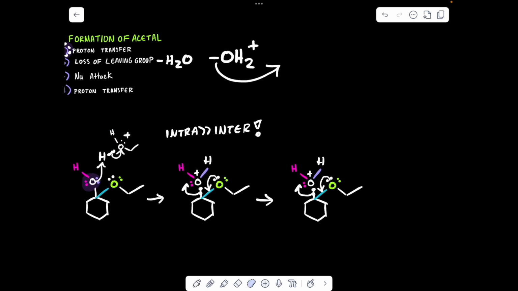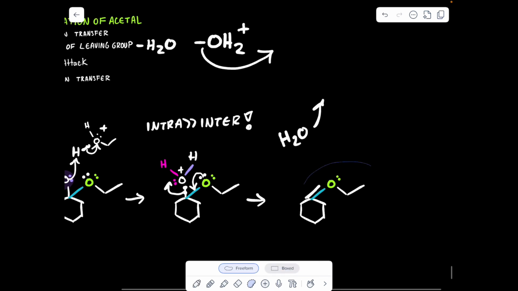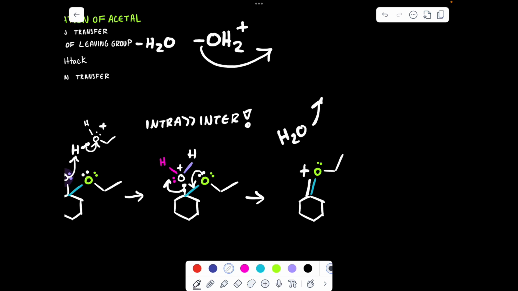Copy, paste the whole thing, erase the water because it went away. So we get an OH2 and we get H2O into the abyss. And now one of the lone pairs becomes an additional bond. Let's straighten this out a little bit. And this green oxygen becomes positively charged. Oh no, so now it's unhappy again.